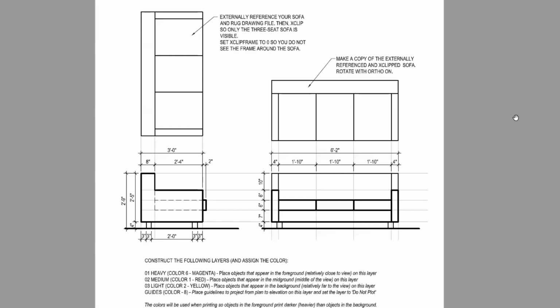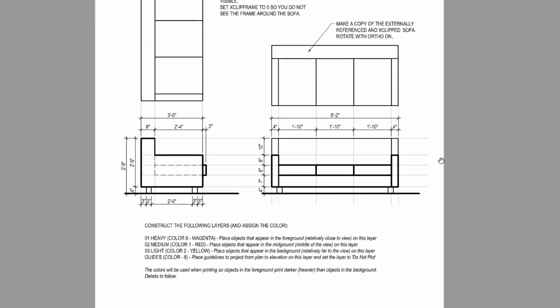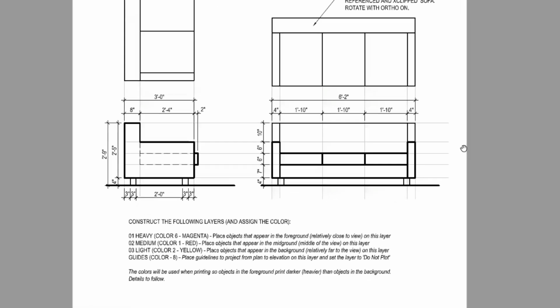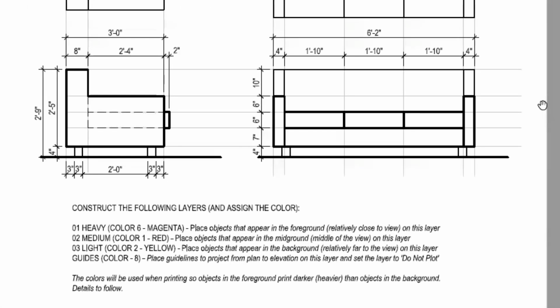I'm also introducing layers. In this example, we are going to use layers to help set up the drawing for printing purposes. We use layers for a lot of reasons, but for this drawing specifically, I want you to place objects on layers based on the line weight that they're going to have. The line weight is determined by how close they are to our view, the foreground, or how far away they are from our view.